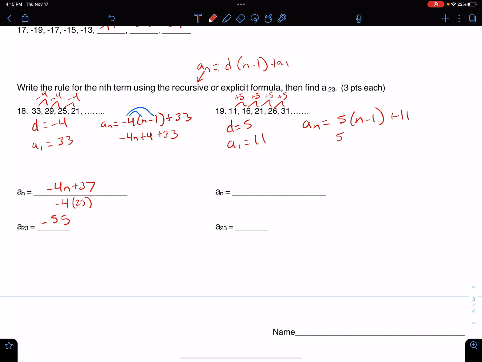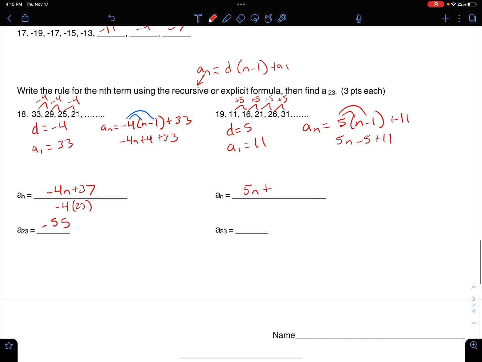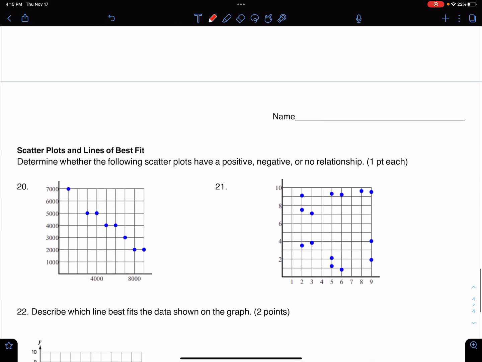Okay, so I have 5 times n, which is 5n. 5 times minus 1, which is negative 5, plus 11. So my formula is 5n plus 6. My 23rd term, if I do 5 times 23, 115 plus 6 is 121. So my answer is 121. Okay, on to the next.